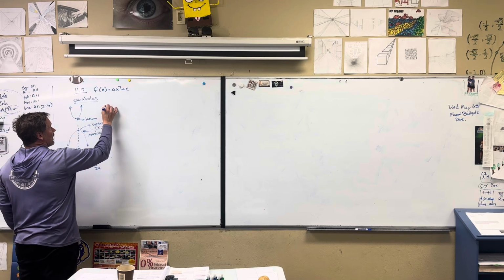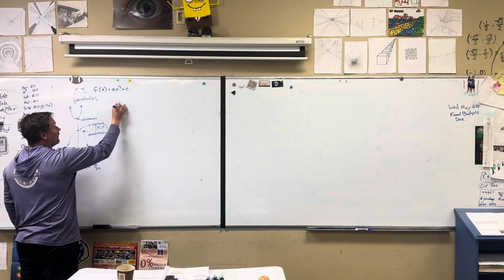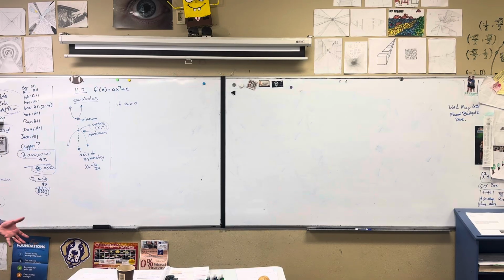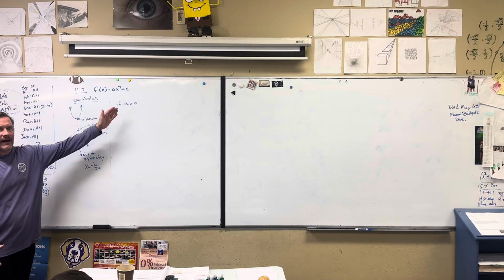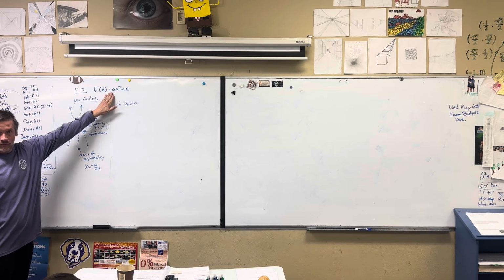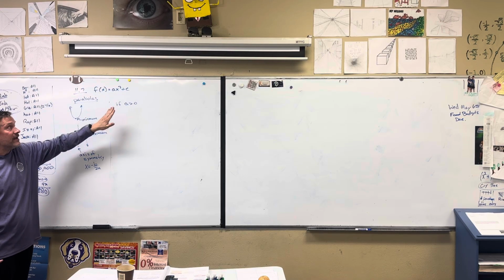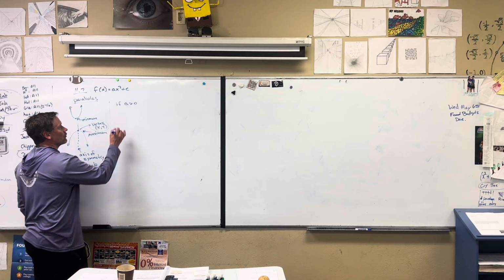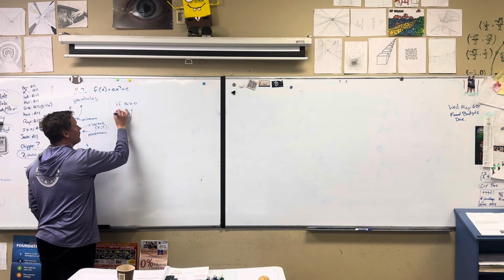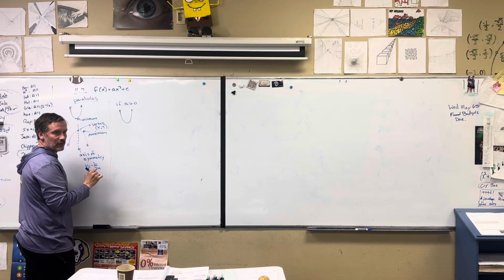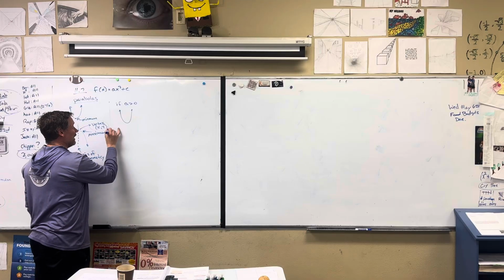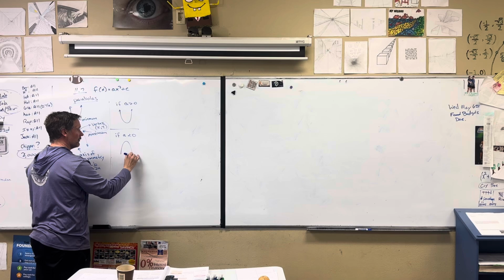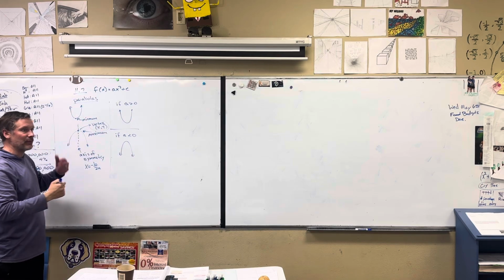Now, we're going to talk about opening up or down. If a is greater than 0, now you say a, okay, what letter, the letter a, but where are we referring that back to? The number before the squared term, yeah. If a is greater than 0, meaning if a is positive, then your parabola opens up, okay? If a is less than 0, your parabola opens down. So if you have a negative, it opens down. If you have a positive, it opens up.